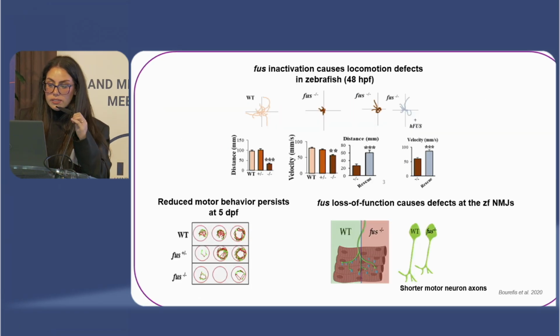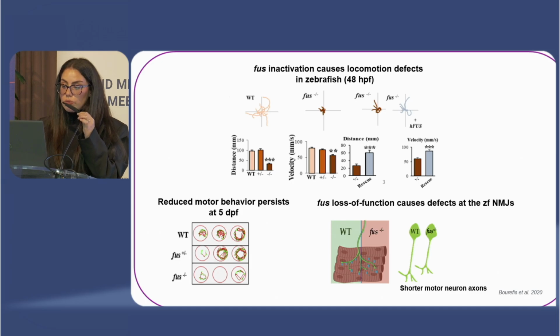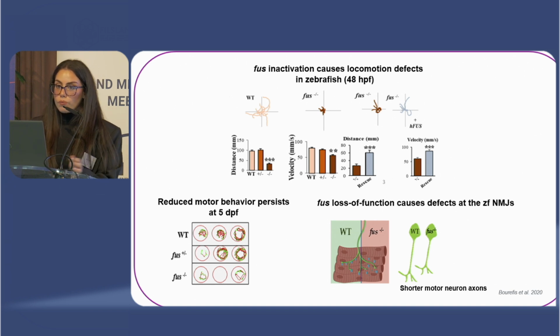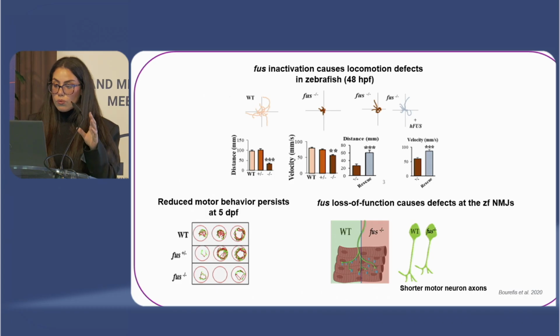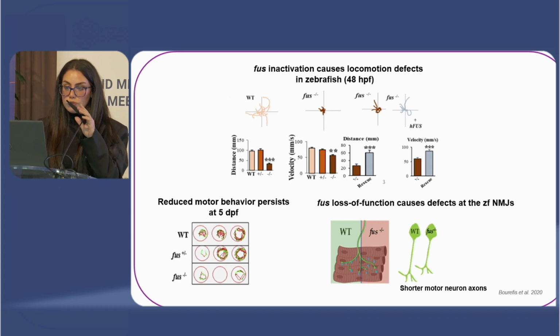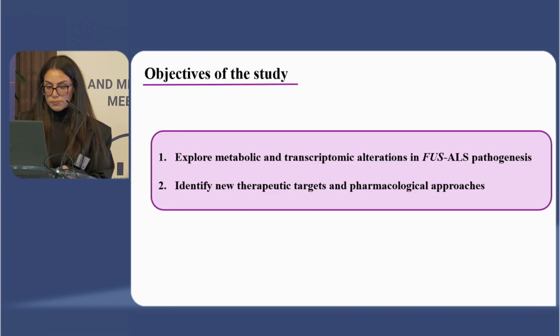So to further validate the FUS mutation expression in our model, we looked at the locomotor defects seen in the zebrafish. First, we analyzed the distance, velocity, and time the fish swam, and they were all reduced. In addition, we further confirmed this phenotype by studying the locomotive behavior at a later time point, which also confirmed this phenotype. In addition, we saw some shorter neuron axons, which confirmed the presence of neuromuscular junction abnormalities.